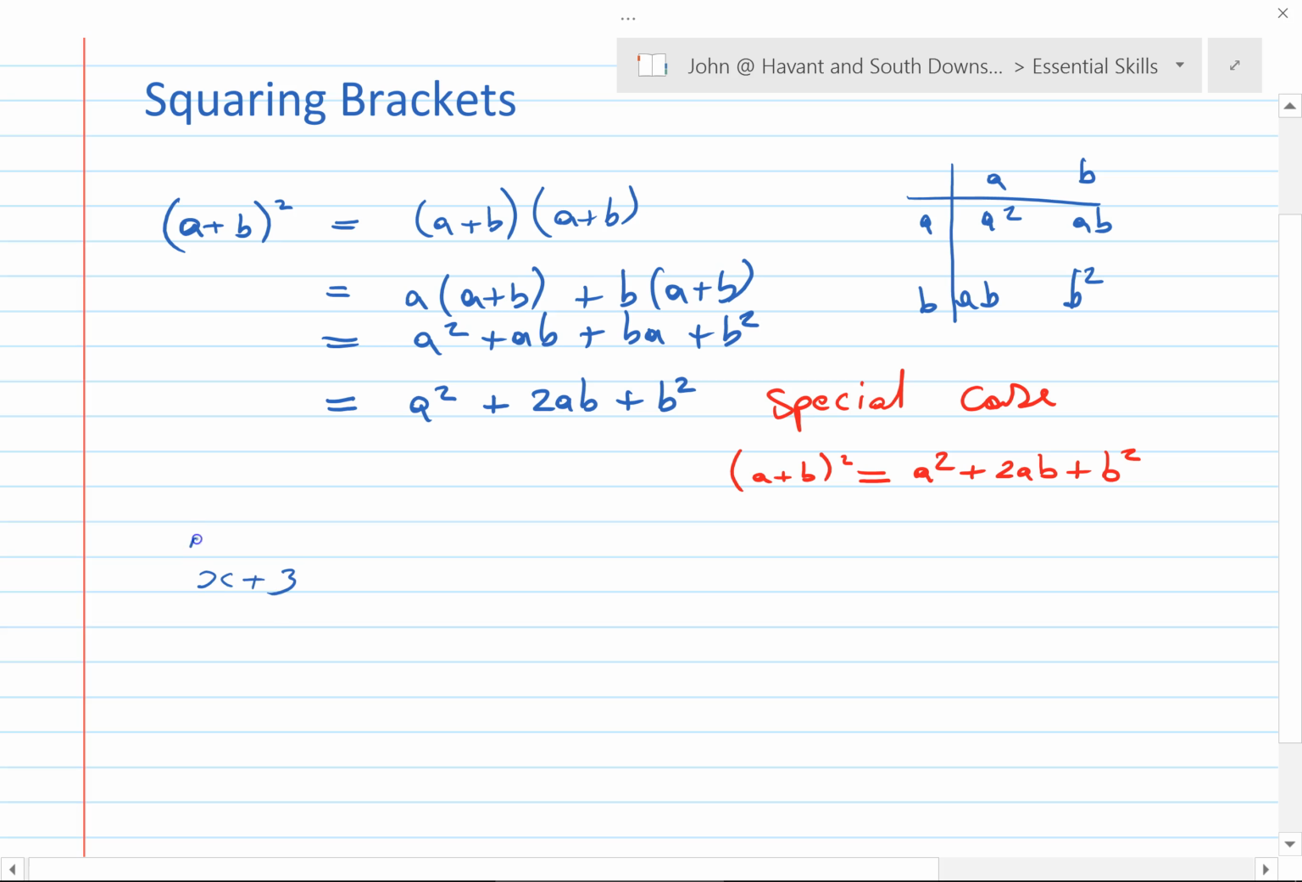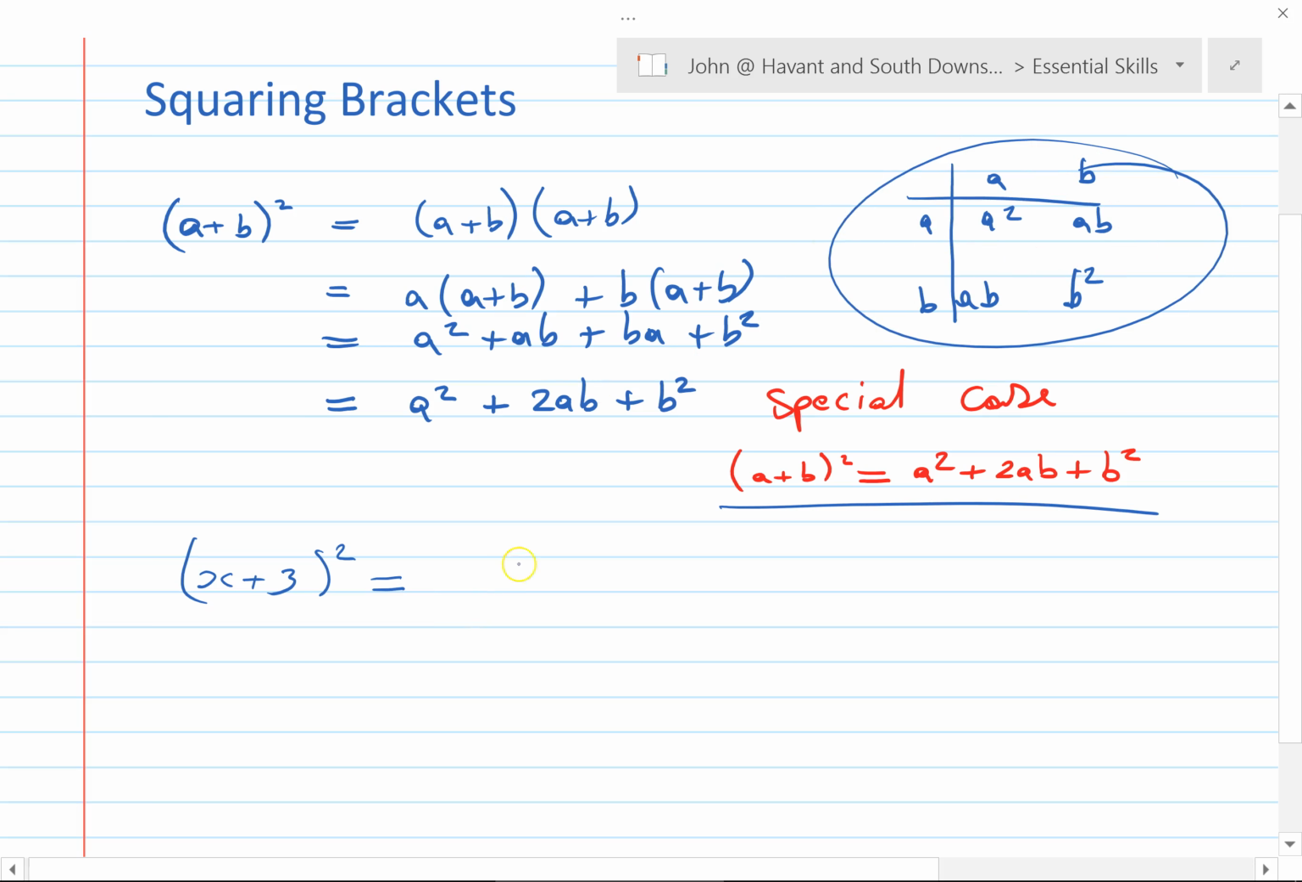Suppose we want to do (x plus 3) squared using this rule. Instead of doing it from scratch with smiley faces, FOIL or whatever, we just slot it in here. So we have the first bit squared, x squared, then 2 times that, so 2 times x times 3, which is 6x, plus 3 squared, which is 9. Notice this is double this number here. That's going to be useful when we come to completing the square in later work.